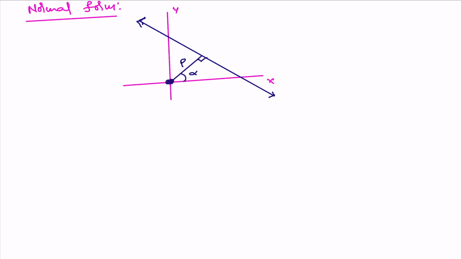Then the equation of this line is, we are not deriving this here, x cos alpha plus y sin alpha equal to p. Here alpha can be anything between 0 and 360 degrees, like 0 less than or equal to alpha less than 360 degrees. This is the range of alpha. You will come to know when we do the problems.